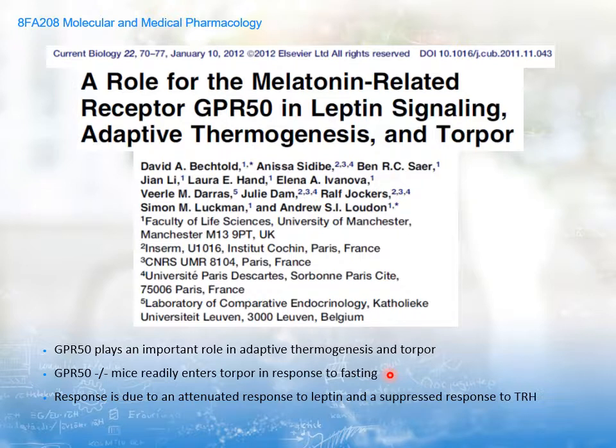We know that this response is due to an attenuated response to leptin and a suppressed response to TRH, the thyrotropin releasing hormone. So there is an effect on the hormonal axis in these mice, and this effect presumably is due to the knocking out of GPR50. So GPR50, an orphan receptor without a ligand, still has important physiological functions.